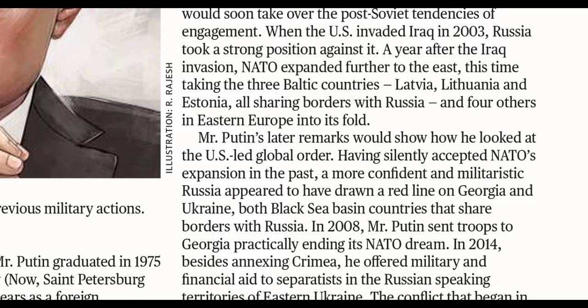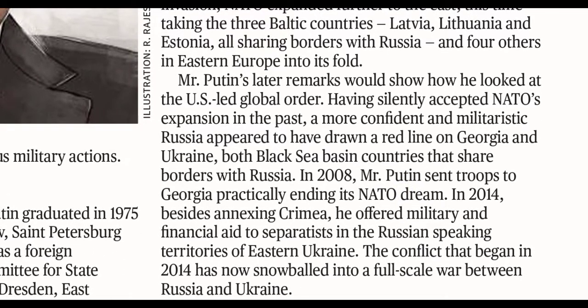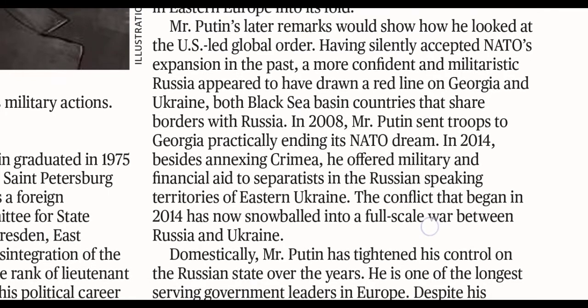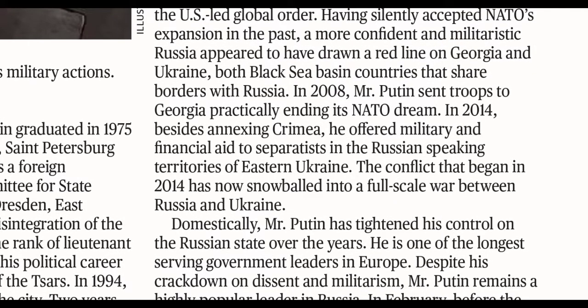A year after the Iraq invasion, NATO expanded further to the east, this time taking in the three Baltic countries, Latvia, Lithuania and Estonia, all sharing borders with Russia, and four other Eastern European countries into its fold. Mr. Putin's later remarks would show how he looked at the US-led global order, having silently accepted NATO's expansion in the past. A more confident and materialistic Russia appeared to have drawn a red line on Georgia and Ukraine, both Black Sea basin countries that share borders with Russia.